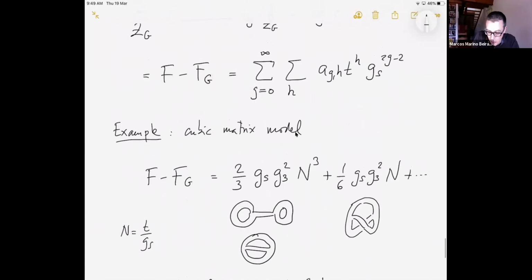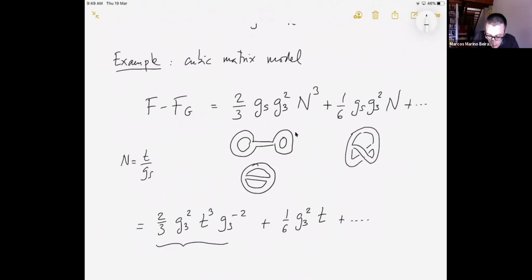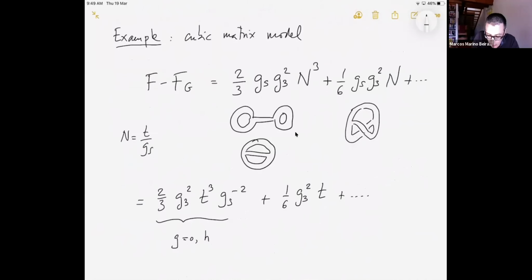So this is a diagram which comes from g equals 0 and h equals 3. The diagrams which come from spheres are called planar. So you see that this is a diagram where g is equal to 0. Both these diagrams come from spheres, they are both spheres with 3 holes. The power of t is the number of holes. And this diagram here gives you a contribution with g equal 1 and h equal to 1.